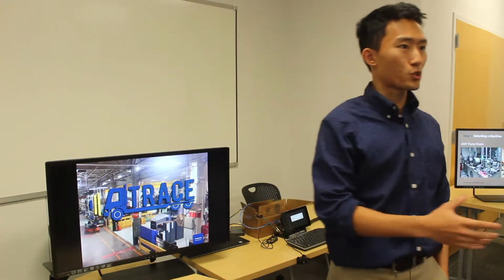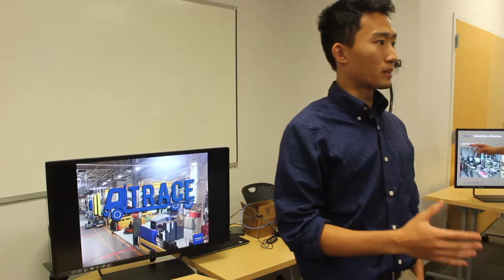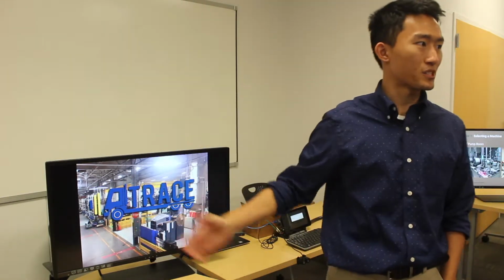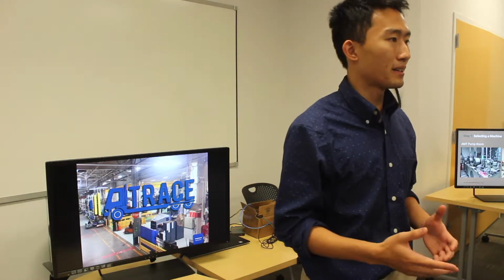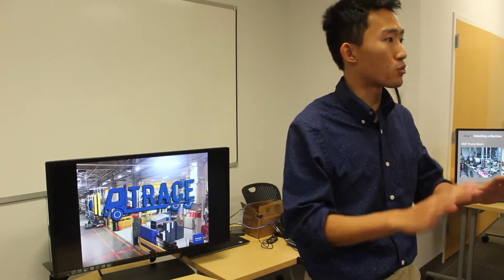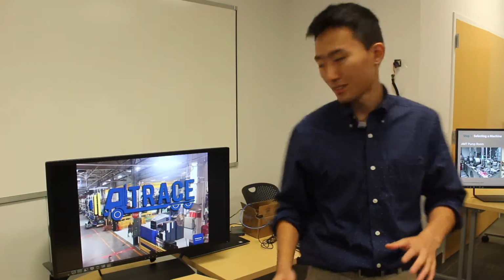So my solution is called Trace Solution, and it deals with the repair stall area as shown in this picture at Mack Trucks. They really don't have any organization right now in that area, so I'm working on a way to help them track everything through the repair stalls.